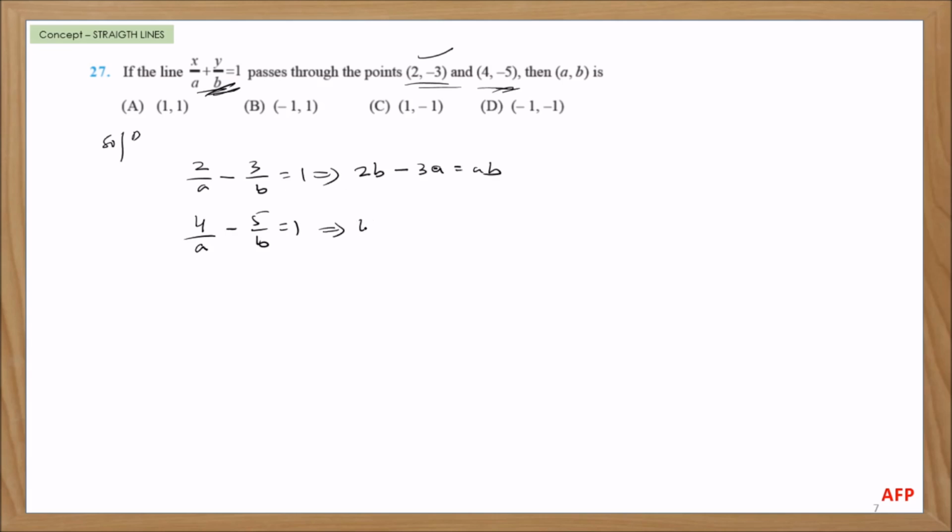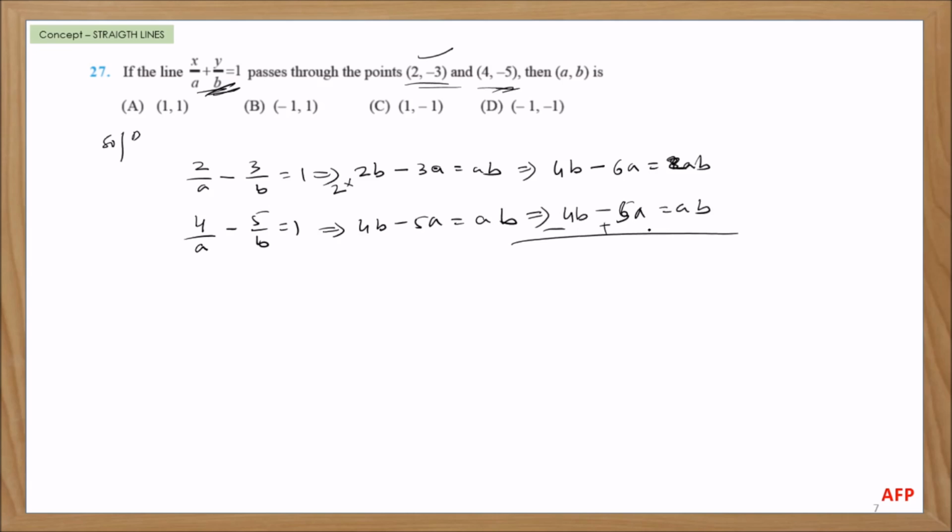So this one, 4b minus 5a is equal to ab. So we can make it equal by multiplying by 2 here. If I multiply by 2 here, 4b minus 6a, 2ab, you can take it. Or you can write 4b minus 6a, 5a, ab. Now we go for subtraction.